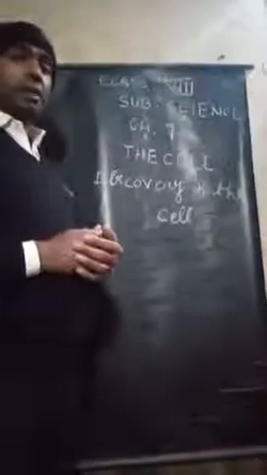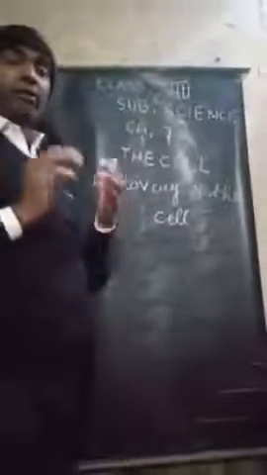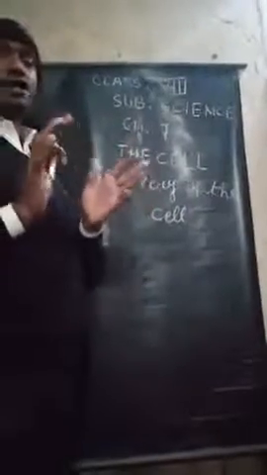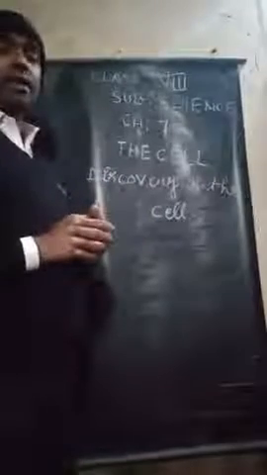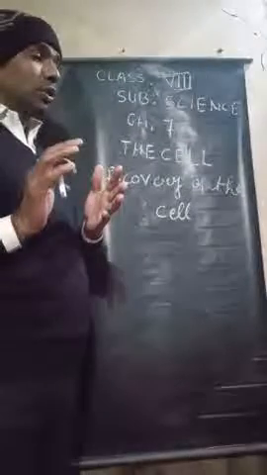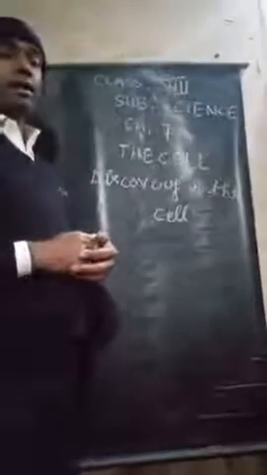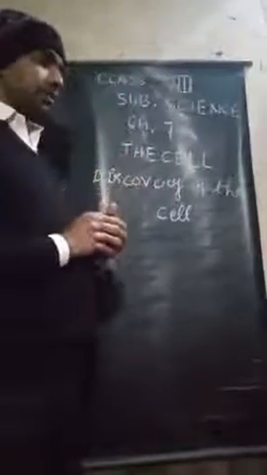So we can define the cell. Cell is the structural and functional unit of life. It is the smallest subdivision of an organism. Cell is the smallest subdivision of organisms.